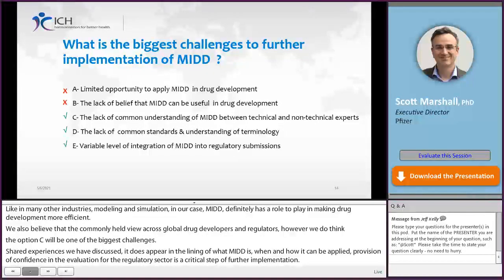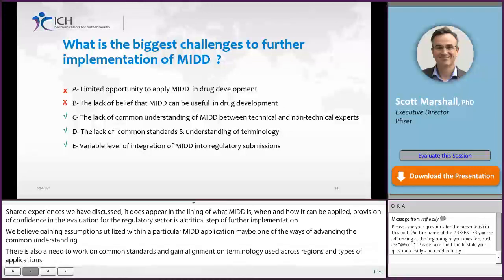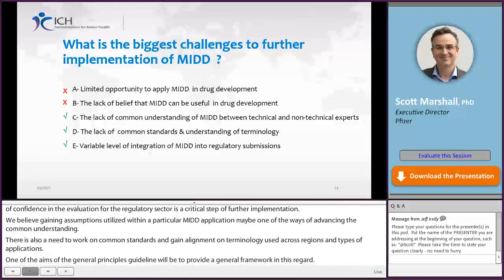There's also a need to work on common standards and gain alignment on terminology used across regions and types of applications. One of the aims of the General Principles Guideline will be to provide a general framework in this regard. With respect to option E, we are aligned on the need for documentation standards to improve how MIDD is presented within global submissions.